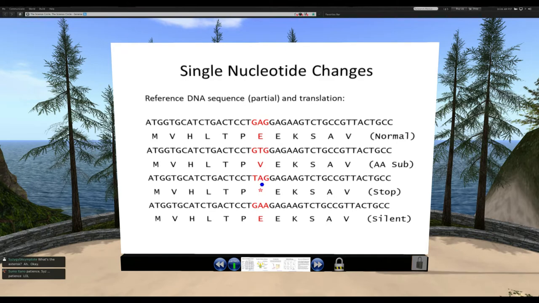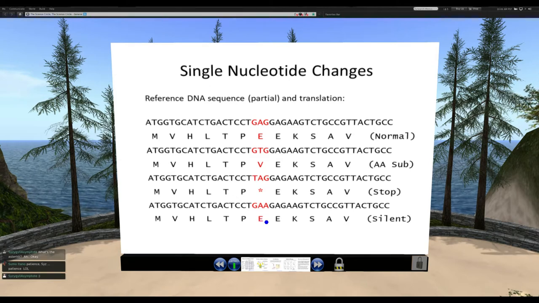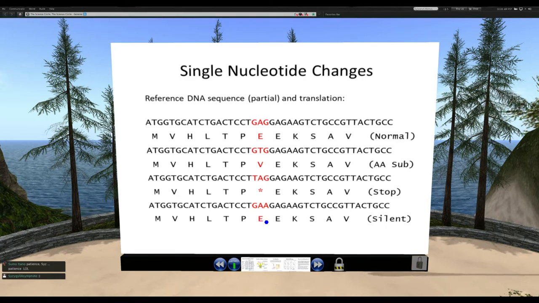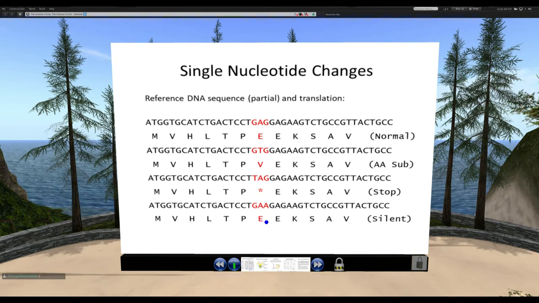And then finally, you have an odd little mutation, which you see in this fourth line here, where you have GAG changing to GAA. And in this case, although the codon has changed, the amino acid does not change. And this is what we call a silent mutation. So you have had a mutation, but it has no effect on changing the amino acid sequence in the protein. So they're called silent because they don't change the amino acid.